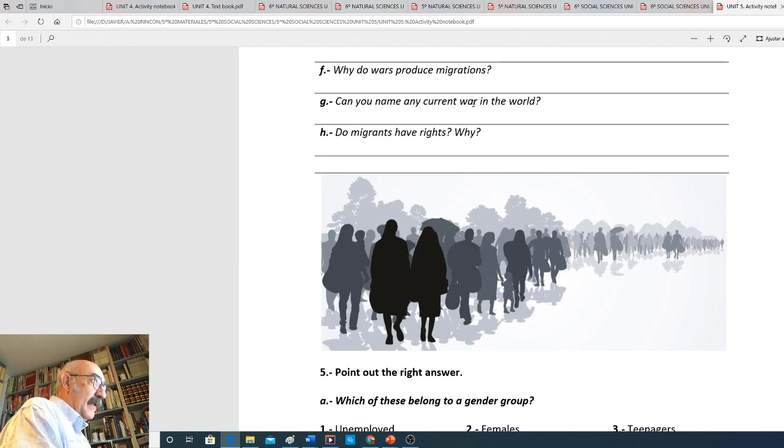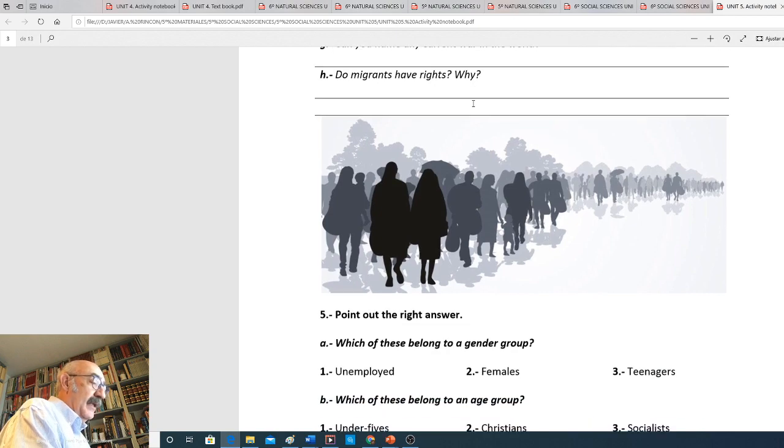And finally, do migrants have rights? Why? Do they have rights, migrants? Yes, because they are human beings. They have human rights. They have a right to education, a right to live, a right to justice.